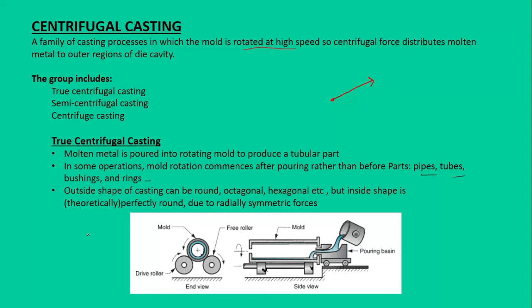Let's suppose we have a mold shape like this one. The centrifugal force will distribute the molten material like this. So our outer shape would be hexagonal, but the inside would be a perfect round because of the radial symmetric forces that are acting on the inside of the molten material.